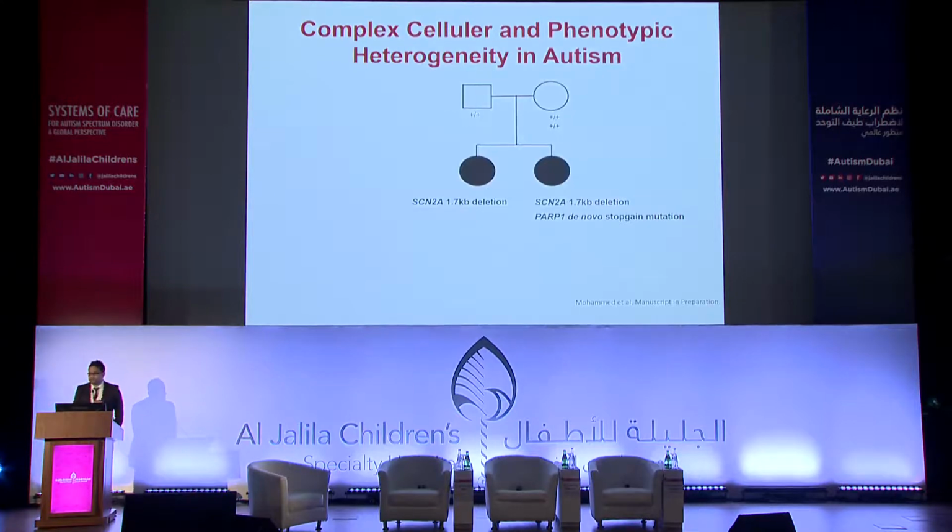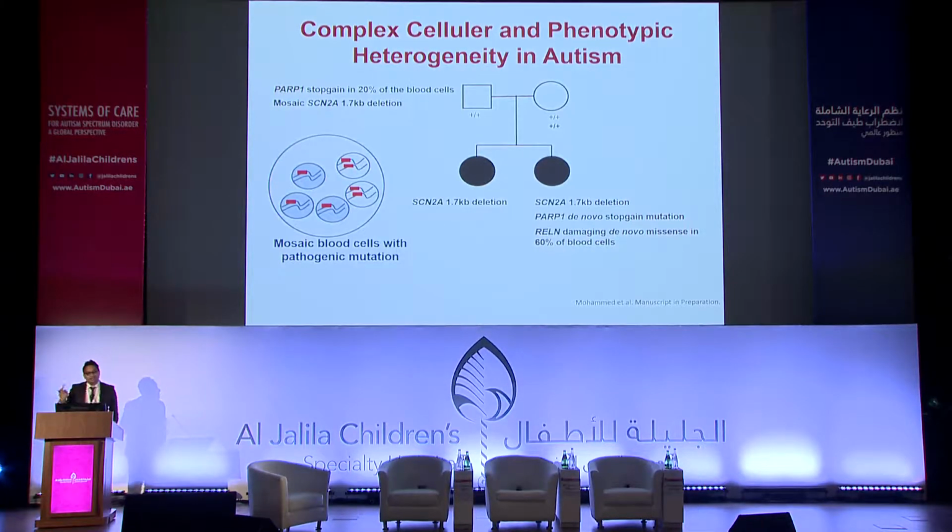So this is an example. This is one of my favorite examples. It shows two siblings who have a germline deletion and a PRP1 de novo stop gain. But the dad also carries those. We thought it was de novo, but it's not de novo. The PRP1 stop gain that we see in this kid is also found in 20% of the blood cells in the dad. There's also a damaging de novo missense mutation in 60% of the blood cells. So what it shows is that we carry different genetic profiles in our own body, not just one genome. We have multiple genomes in our body.